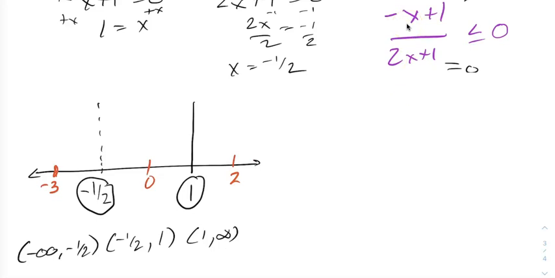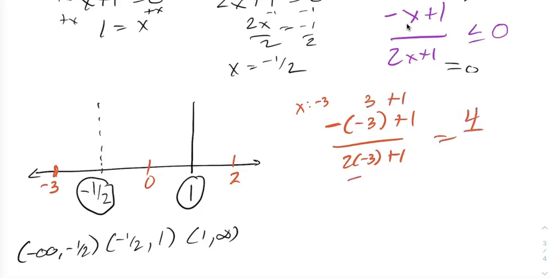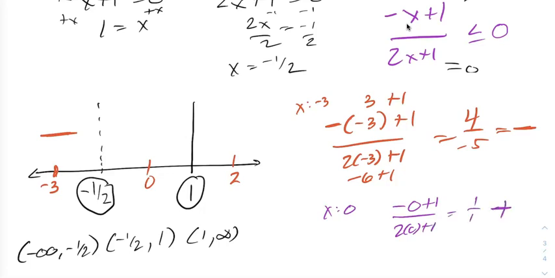So I'm plugging in negative 3, so I get negative x, negative 3, plus 1 over 2 times negative 3 plus 1. So I get 3 plus 1, which is 4, over negative 6 plus 1, which is negative 5. So I get a negative. Again, that's all that matters. Next, plug in 0. So I get negative 0 plus 1 over 2 times 0 plus 1, and I get 1 over 1, so positive. And then we're going to plug in 2.